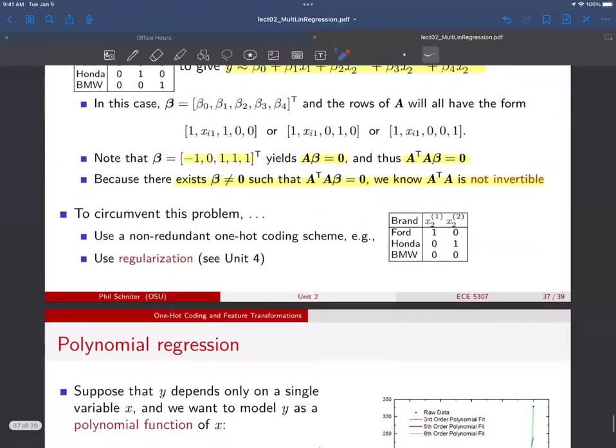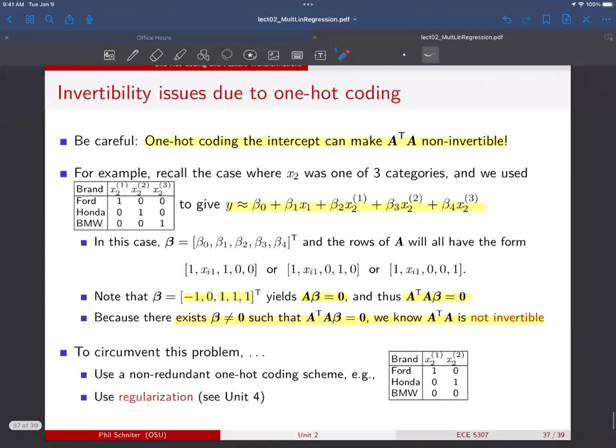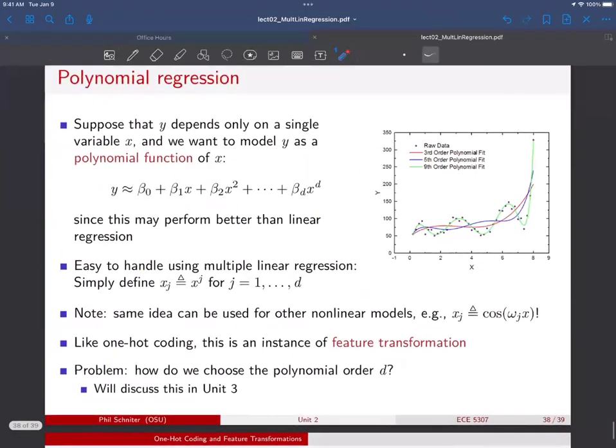Are there any other questions about one hot coding? Okay. If not, we just have one more slide, which is kind of an introduction to the next unit.